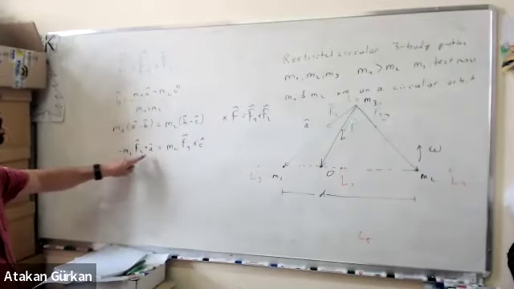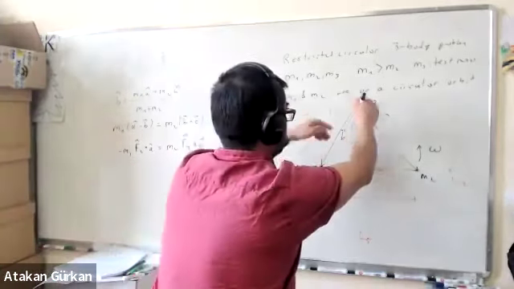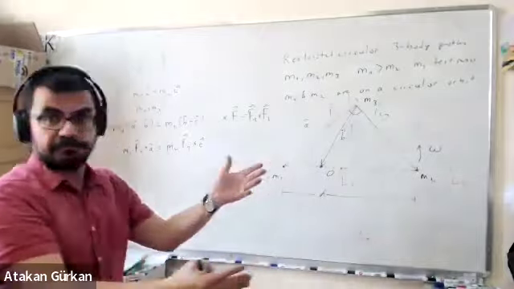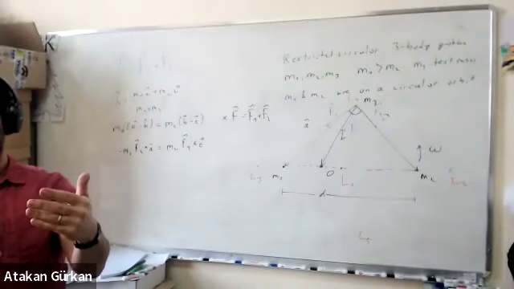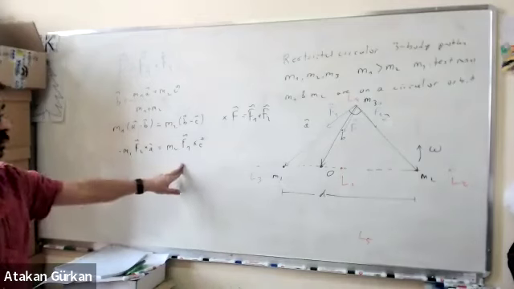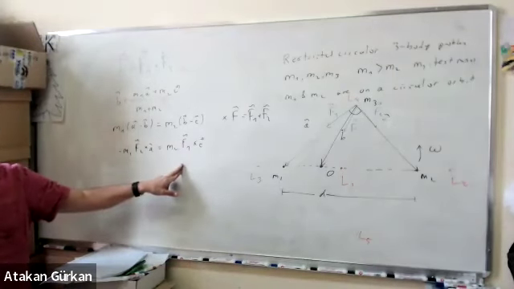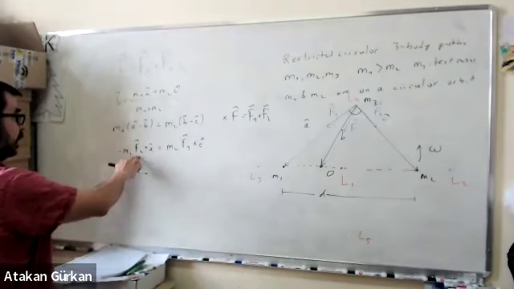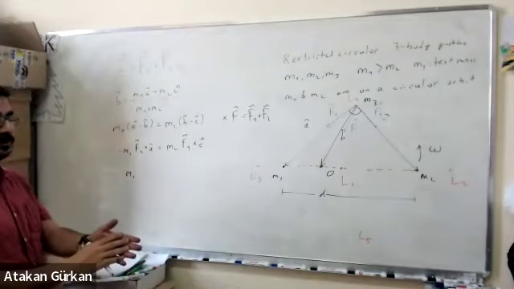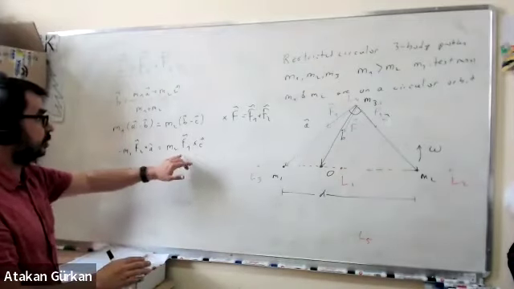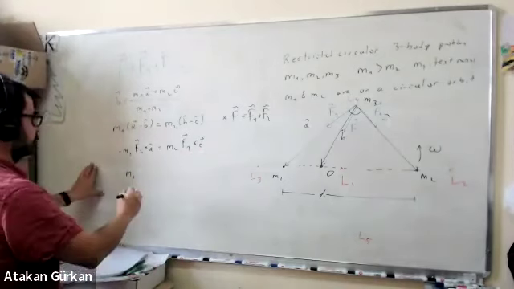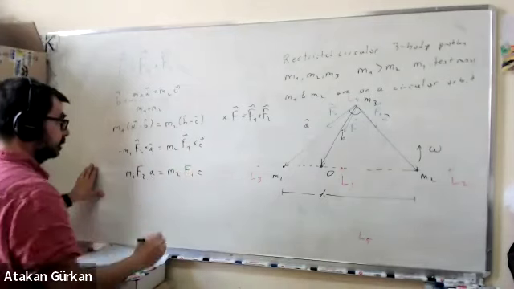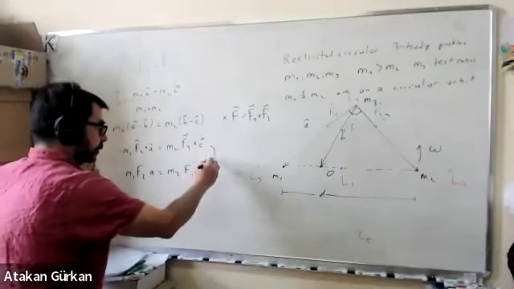Now, the angle between F2 and A, and the angle between F1 and C, are the same. They are opposite in some sense, but they are the same. So the magnitude of these two vectors must be the same. So this is just M1 F2 A times some angle factor, and this is M2 F1 C times the same angle factor. I'm just going to drop that angle factor. So same angle.